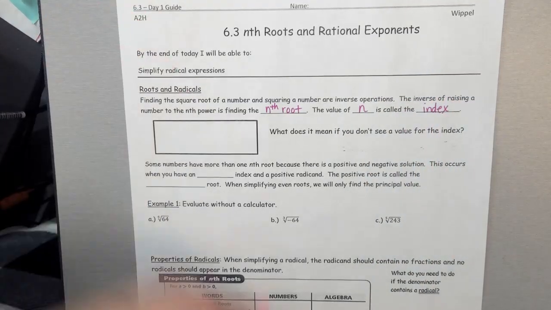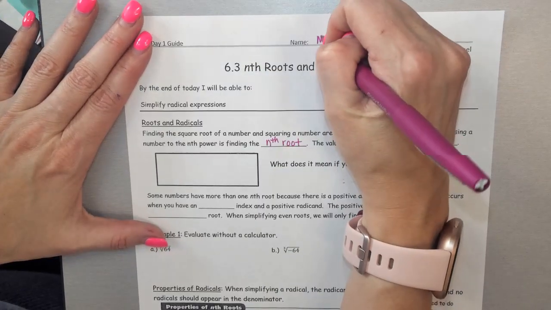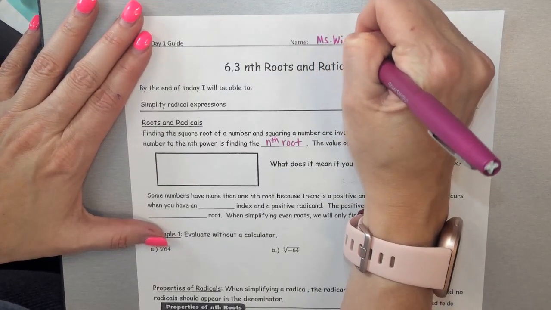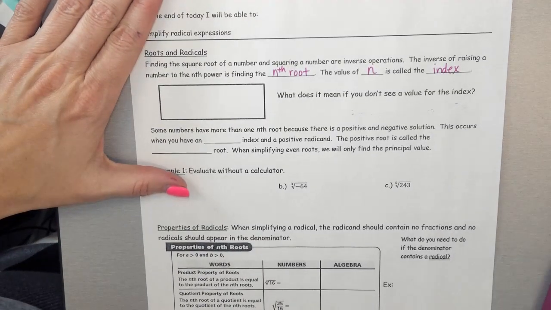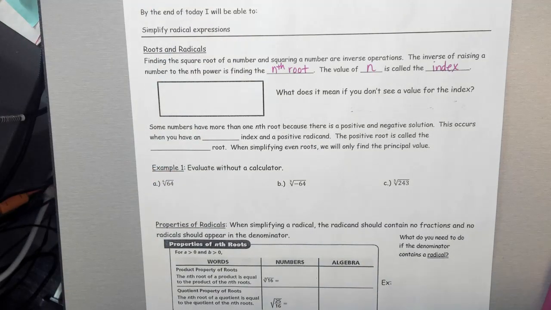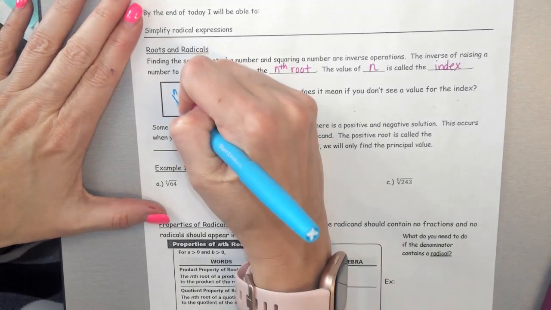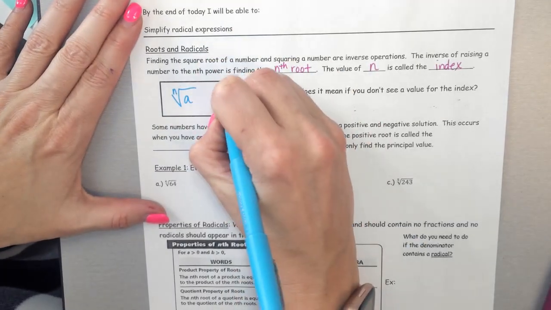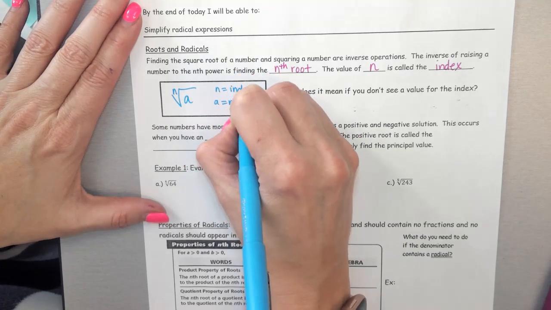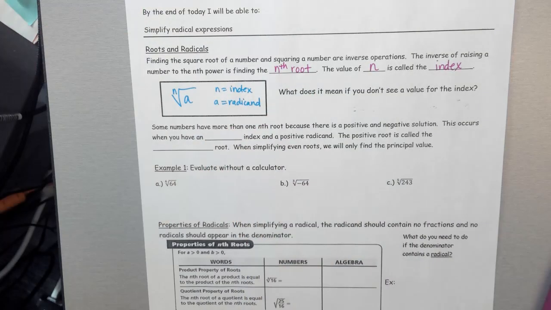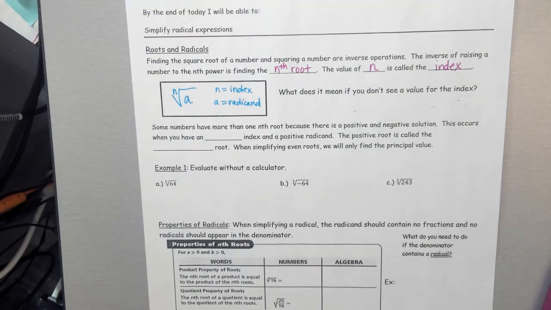So we've been working a lot with square roots. We've even been working with cube roots when we did our perfect cube factoring patterns. So when you are doing your work today, we're going to branch out and look at different roots. The value of n is called the index. The value of a is called the radicand. So the nth root of a: n is the index, a is the radicand.